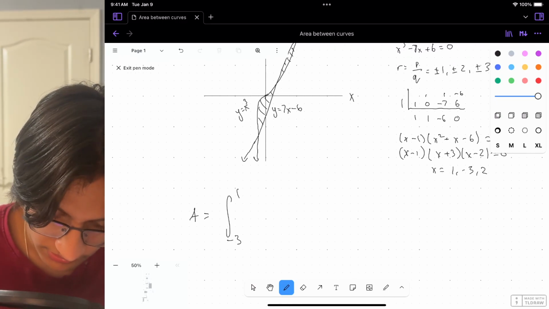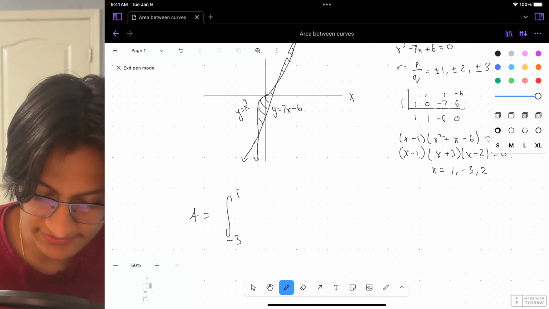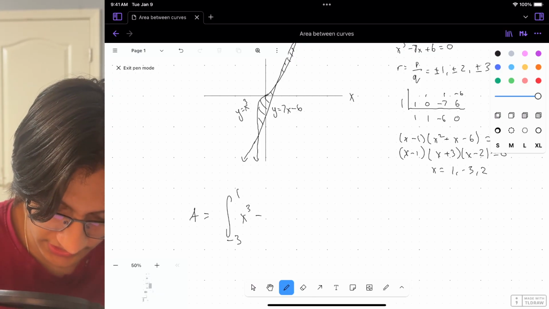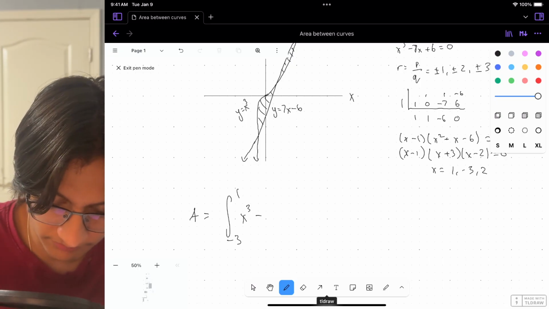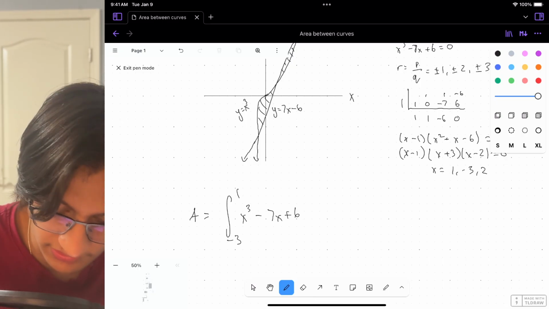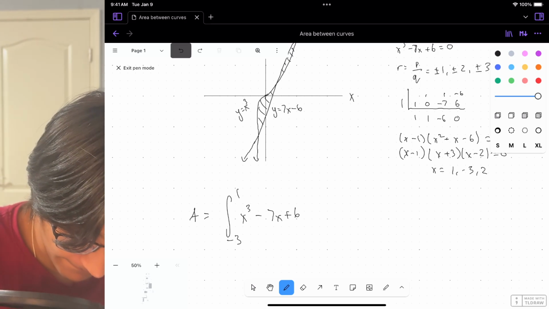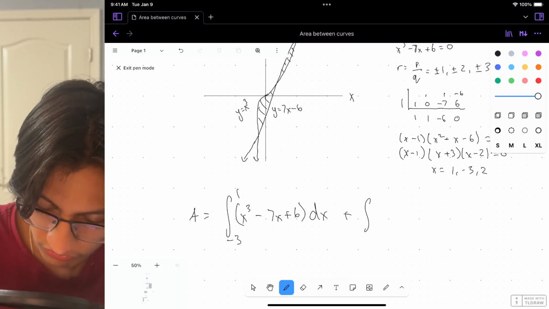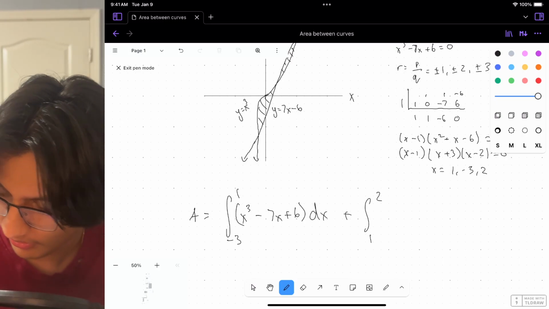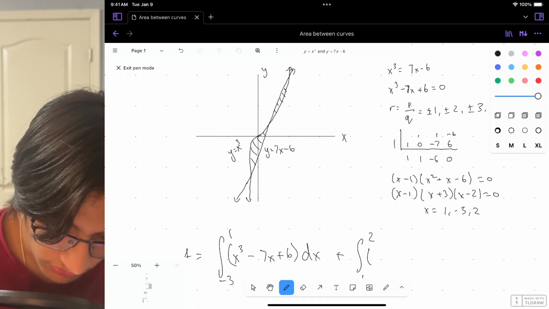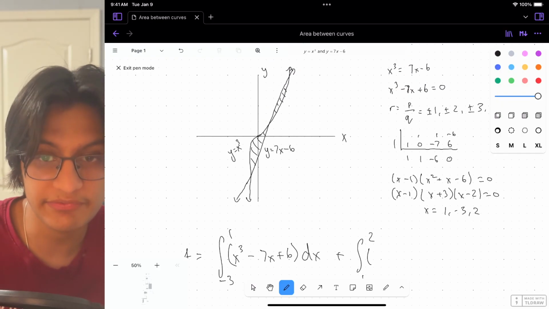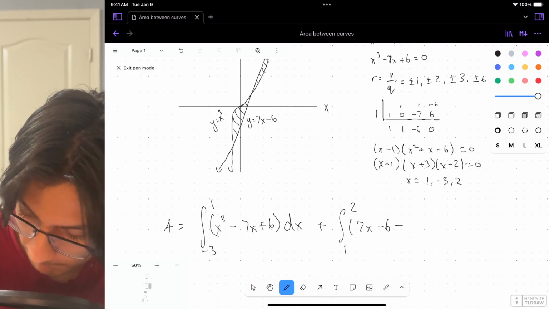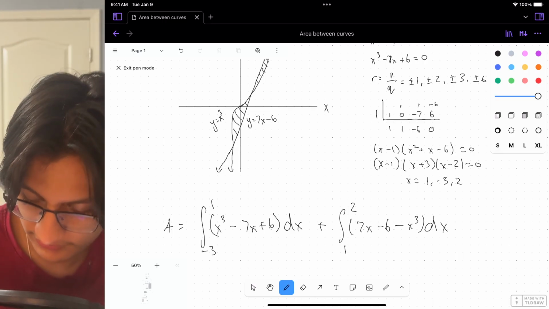Of that. Let's integrate with respect to x. So our thing on the top will be x cubed, minus that line, so minus 7x minus 6. But if you're subtracting, it'll become minus 7x plus 6, dx. And then we add that to the integral from 1 to 2. From 1 to 2, we can see that the line is actually on top of the cubic. So it's going to give us 7x minus 6 minus x cubed dx.